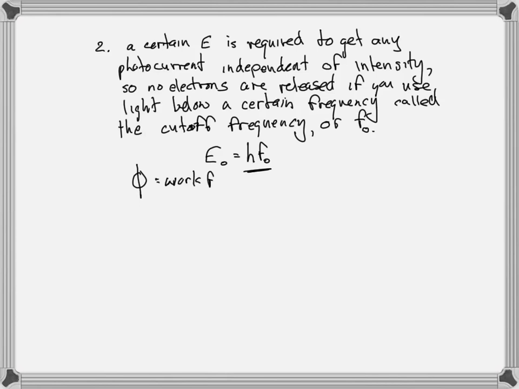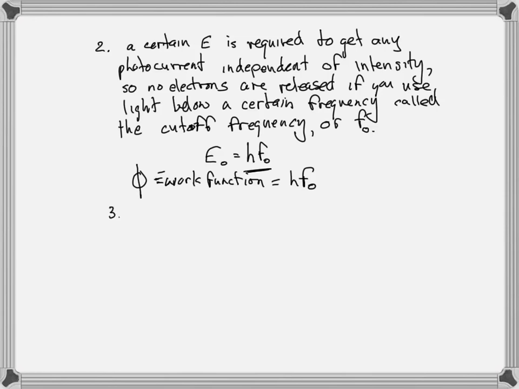The work function is an energy, and it's the amount of energy it takes to release electrons from the metal, and that is equal to hf0. That's the threshold energy, also called threshold frequency or cutoff frequency. That's the threshold energy, below which you get no electrons, above which you start to get electrons.